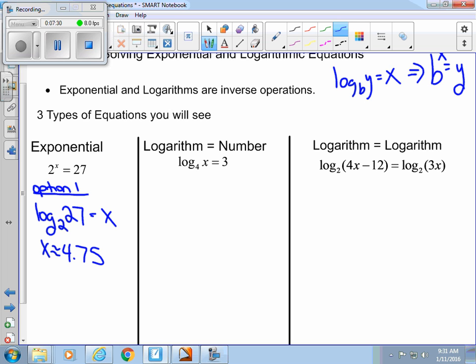Everyone know where the log base button is? Remember where that is? Good. Skylar, you know where it is.